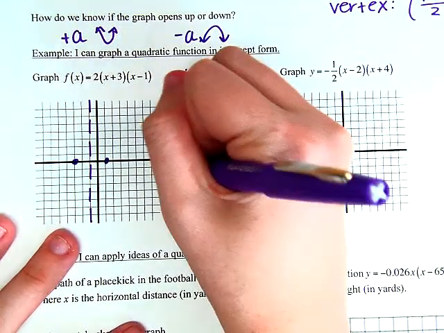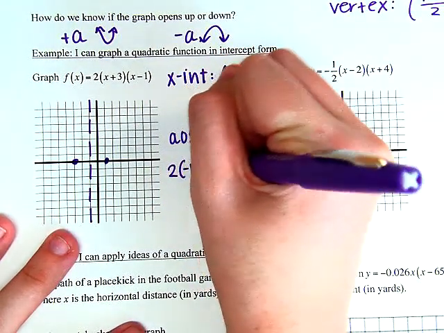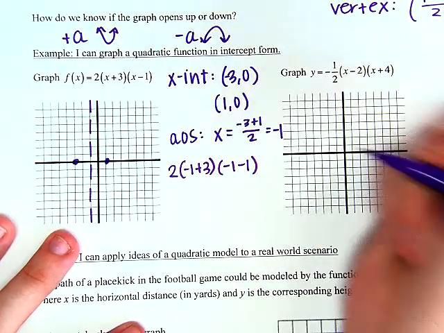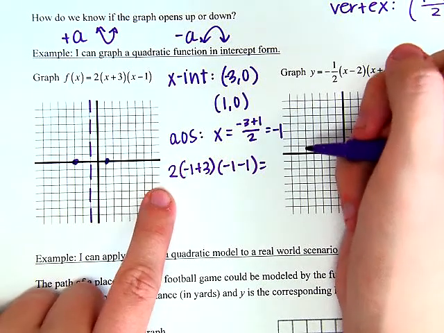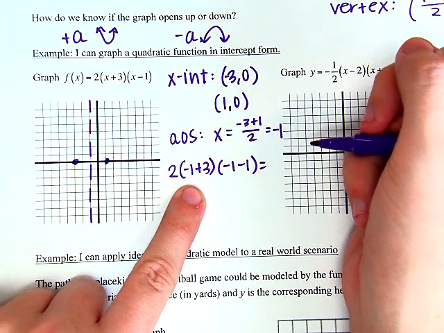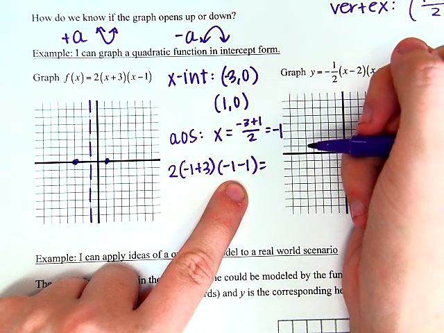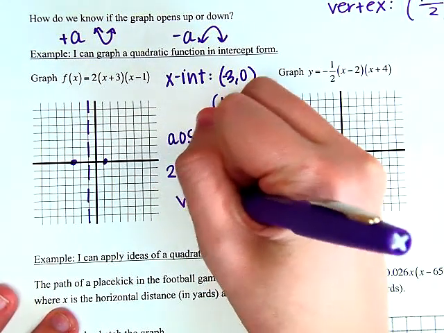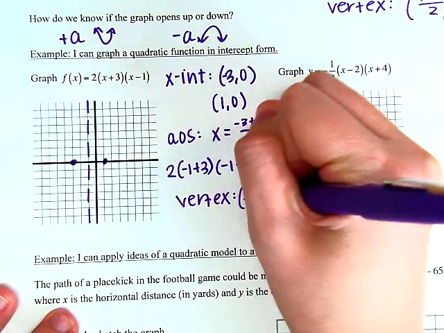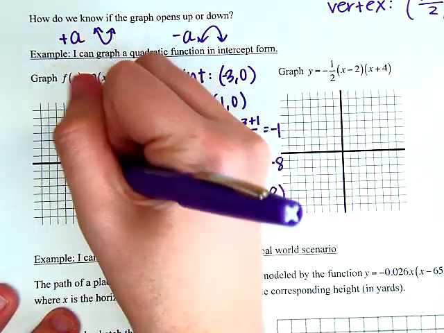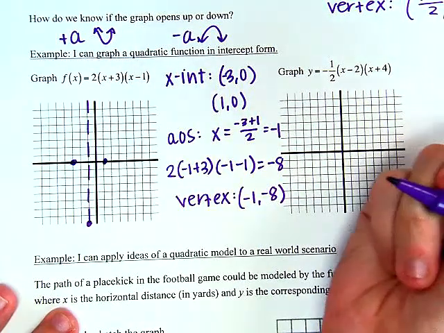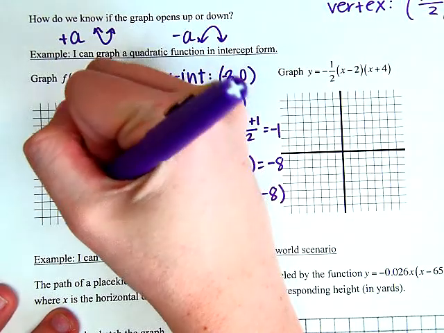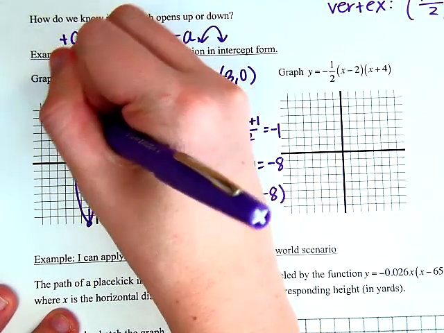And when I plug in negative 1, I get 2 times 2 is 4, times negative 2 gives me negative 8. So my vertex is at (negative 1, negative 8). Negative 1, negative 8. Now I can make my graph.